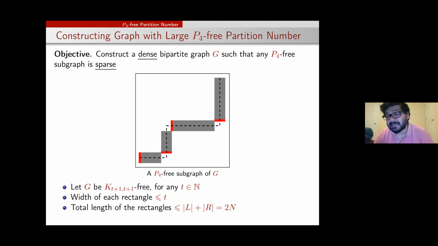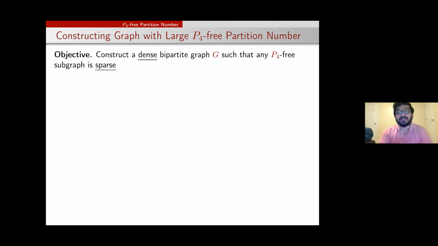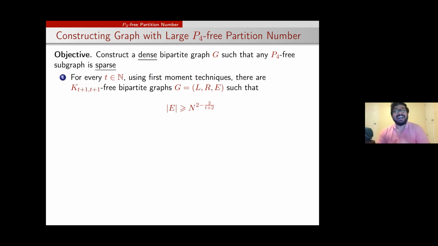The cumulative length of these rectangles is the length of the dotted line, which is at most the sum of the two partite sets, which is at most 2N. Therefore, the total number of edges in any P4-free subgraph is at most 2 times N times T. Think of T as a constant natural number. How do we construct dense bipartite graphs that avoid K_{T+1,T+1}? We use a probabilistic argument and show, using first moment techniques, that there are graphs which have a lot of edges: N to the power 2 minus 2 divided by T+2.